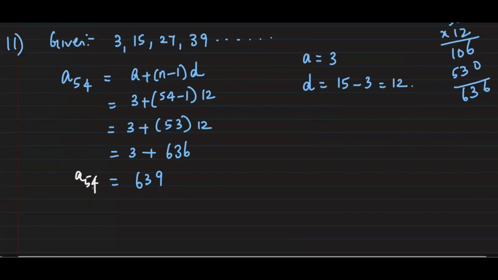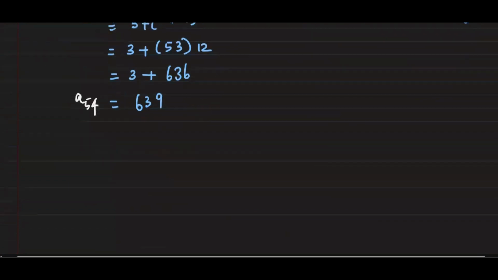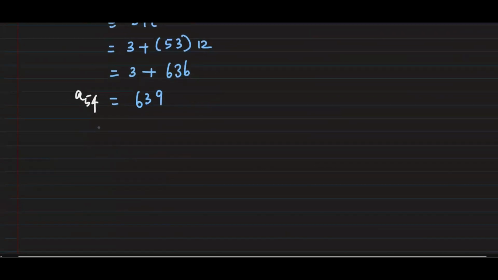A54 is 639. Now, what is the question here? The question is: which term of the AP will be 132 more than its 54th term? We know the 54th term. Now we will see what the value is when we add 132 to it. So basically, we have to find which term.